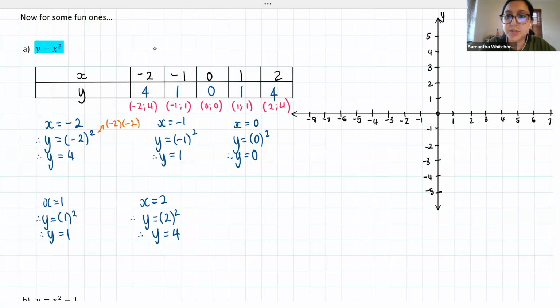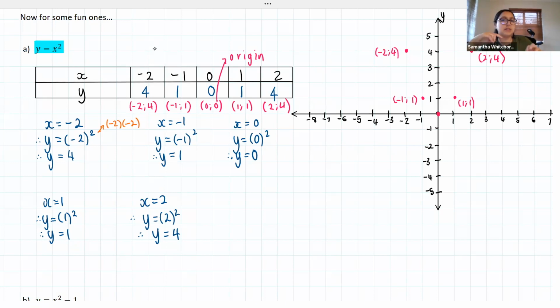And now we plot these points. So negative 2 up to 4 is our first coordinate. Then we've got negative 1, 1. 0, 0. Remember, this is our origin. It's where the two axes cross. Then we've got 1, 1. And finally, again, 2, 4.